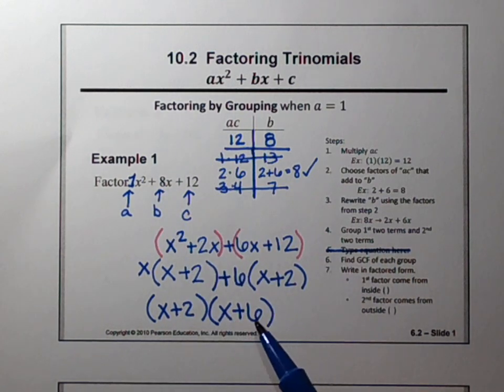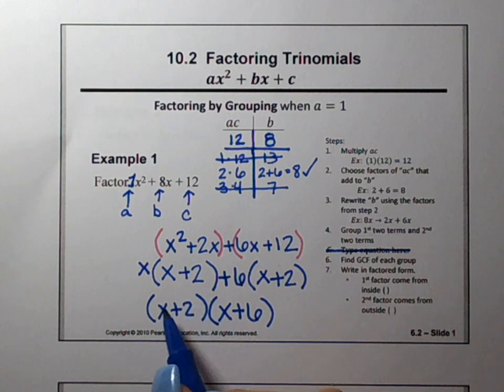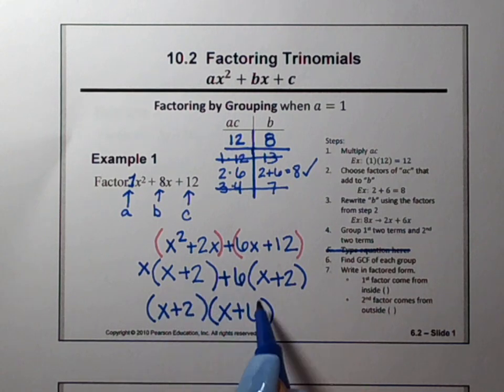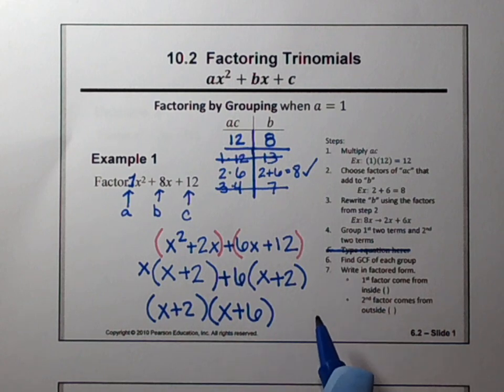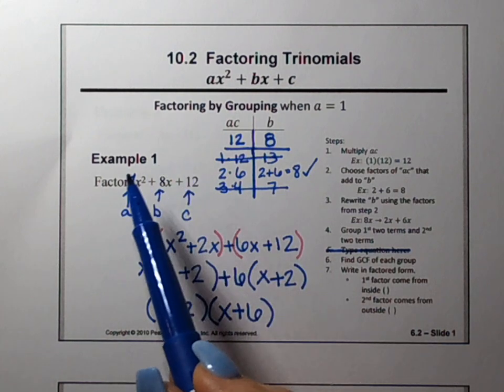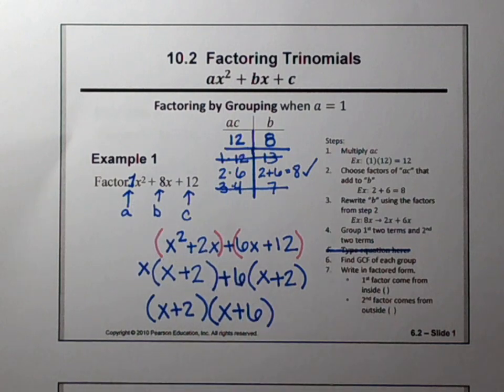If you want to double check your work, you can always FOIL this out. X times x, x times 6, FOIL it out, and once you're done and you've combined your like terms, you should end up with what we started if we've done it correctly.